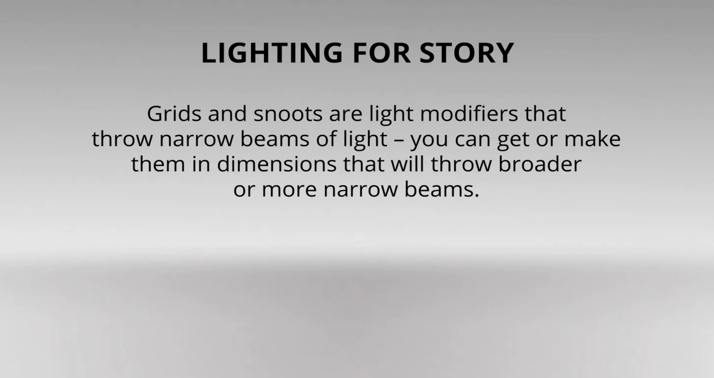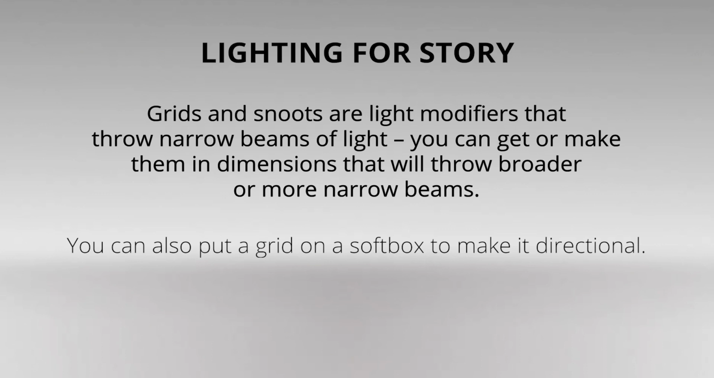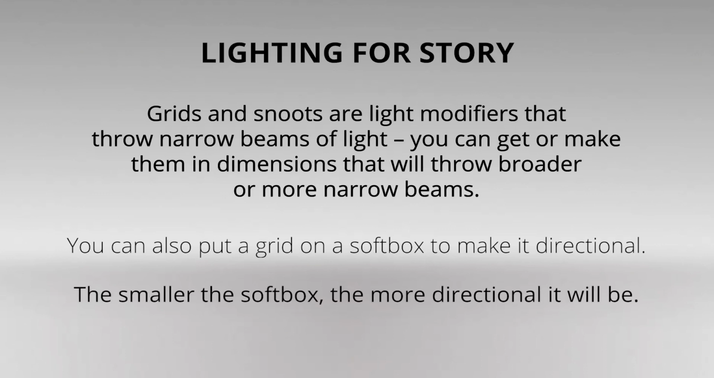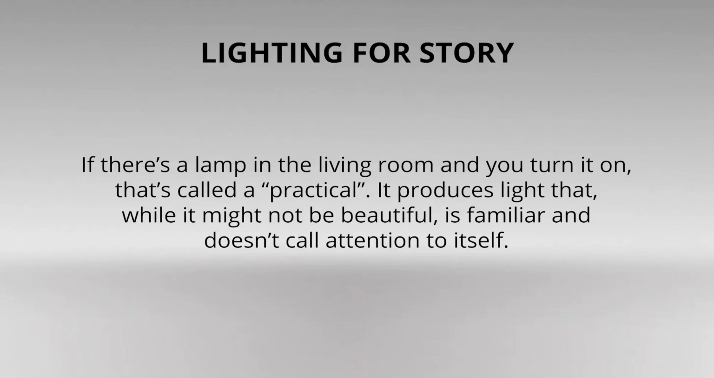Grids and snoots are light modifiers that throw narrow beams of light. You can get or make them in dimensions that will throw broader or more narrow beams. You can also put a grid on a softbox to make it more directional. The smaller the softbox, the more directional it'll be. Also, don't be afraid of using practicals, which are existing lights. If there's a lamp in the living room and you turn it on, it's called a practical. It produces light that, while it might not be beautiful, is familiar and doesn't call attention to itself.